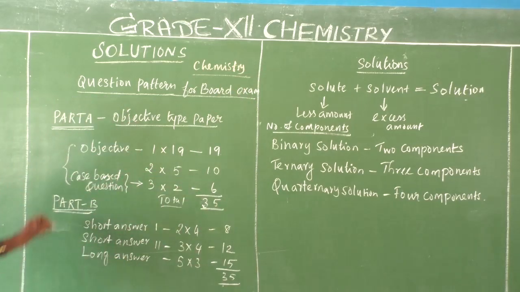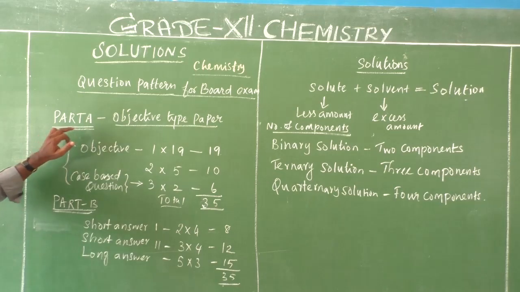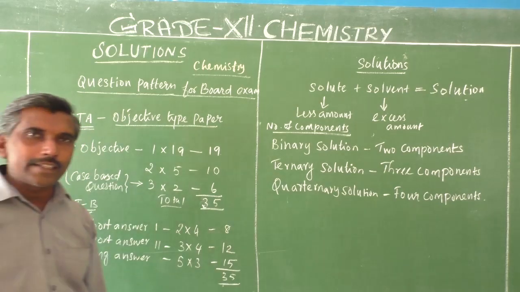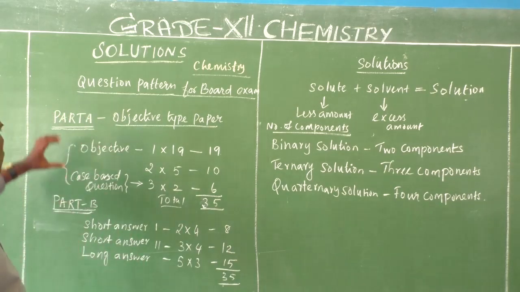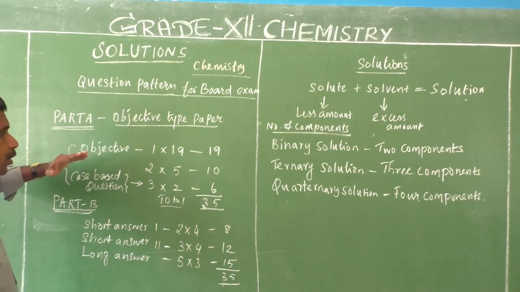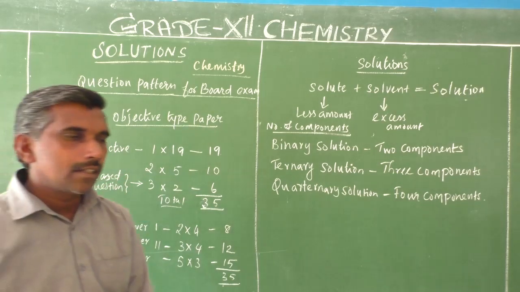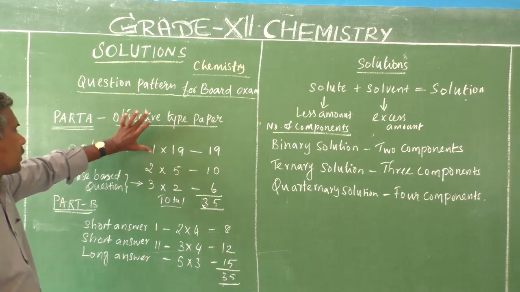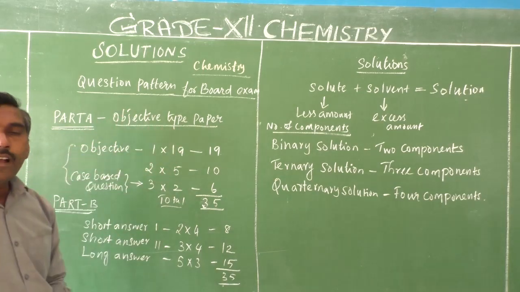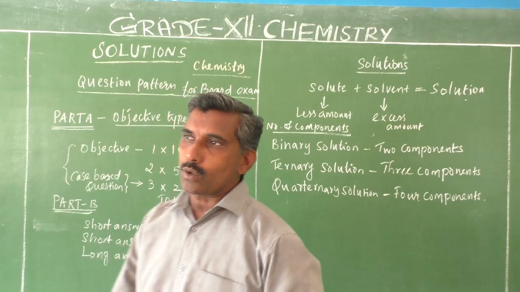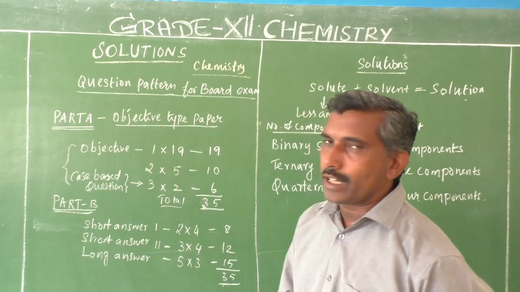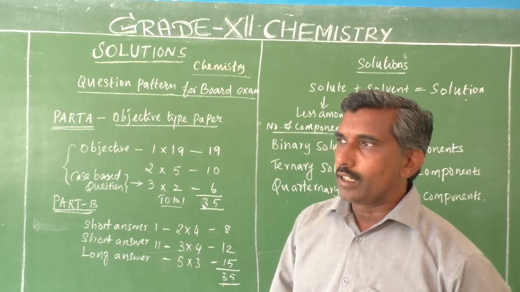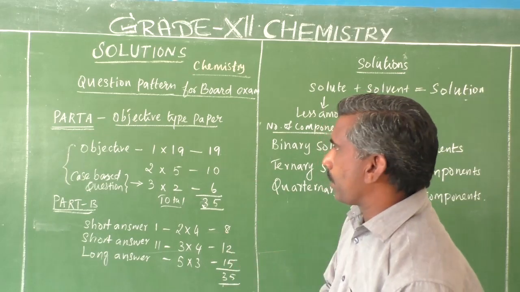The board pattern has two parts, Part A and Part B, with equal marks. Part A is an objective type paper with only 1 mark questions. That is an MCQ pattern, an objective type pattern.